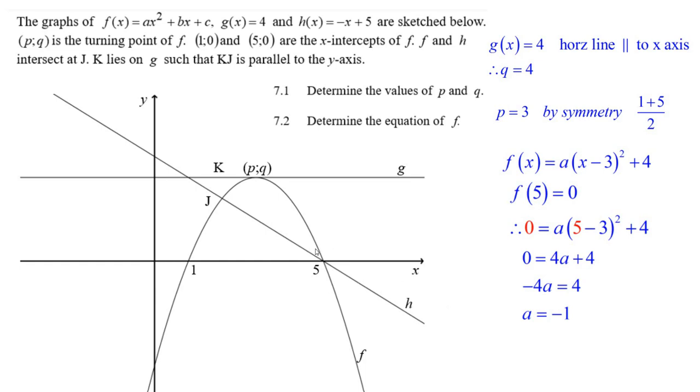Hey, that's a good thing because it's an unhappy parabola. Now all we have to do to get the equation, it's this equation. We replace a with -1. And there's the equation in turning point form of f. All done.